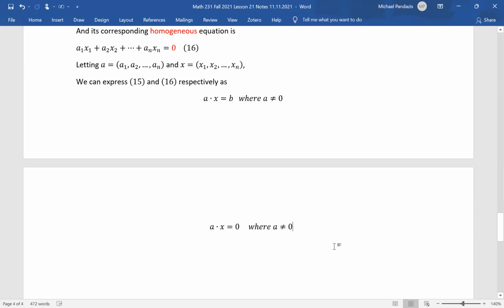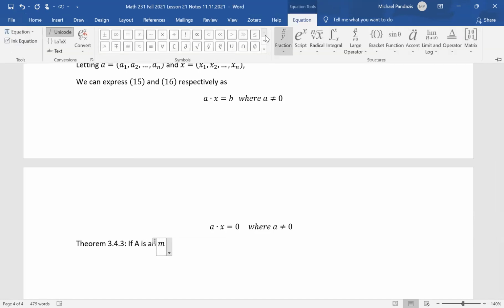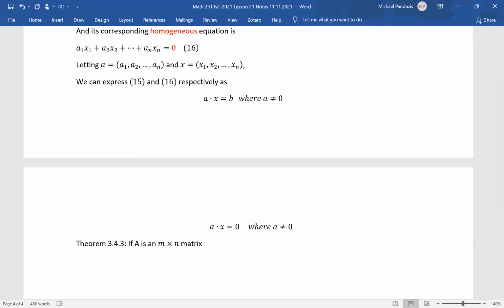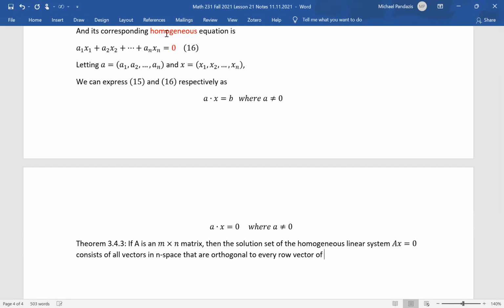Okay, let's keep going. So we have that. So next is theorem 3.4.3. And so it says if capital A is an m by n matrix, then the solution set of the homogeneous linear system Ax equals 0 consists of all vectors in n-space that are orthogonal to every row vector of A.